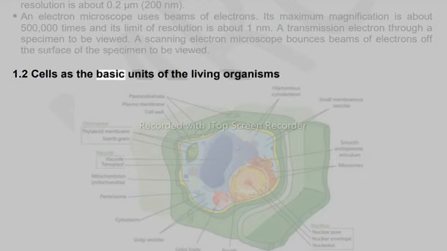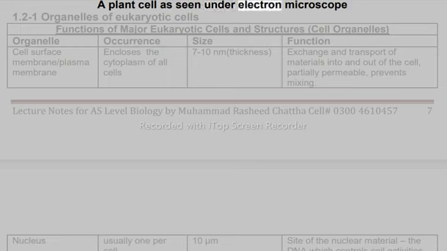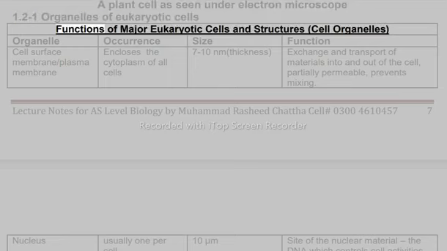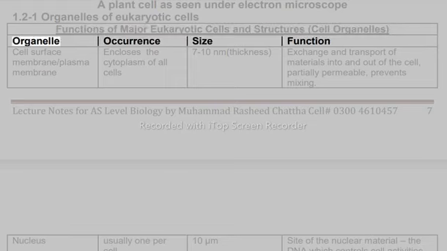A scanning electron microscope bounces beams of electrons off the surface of the specimen to be viewed. 1.2 Cells as the basic units of living organisms. A plant cell as seen under an electron microscope. 1.2.1 Organelles of eukaryotic cells. Functions of major eukaryotic cell structures. Cell organelles, occurrence, size.